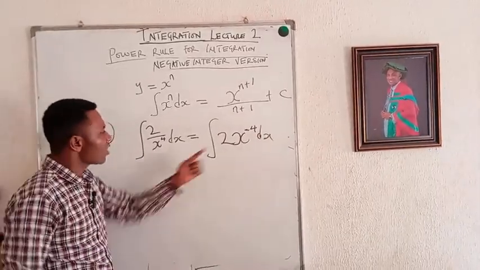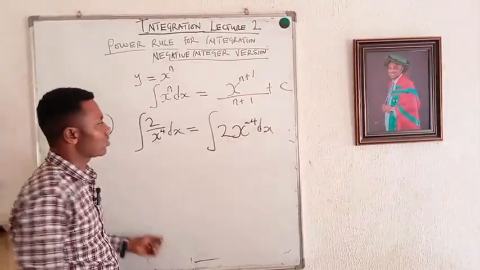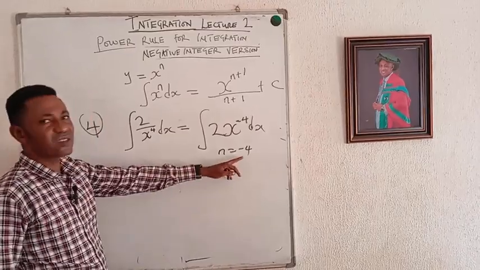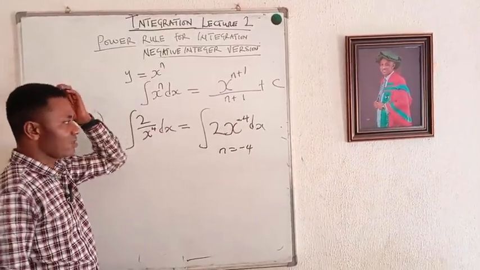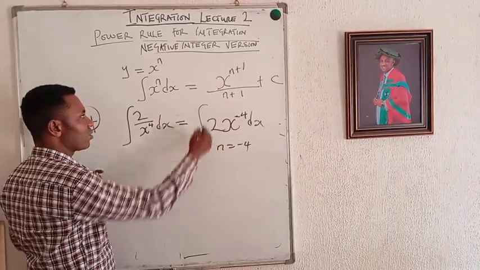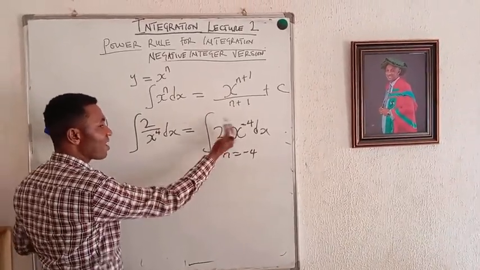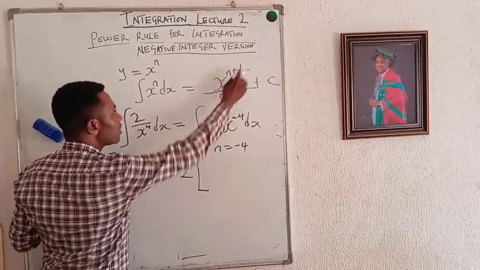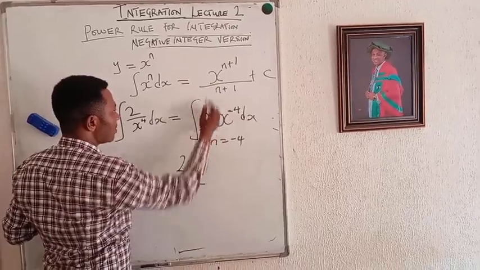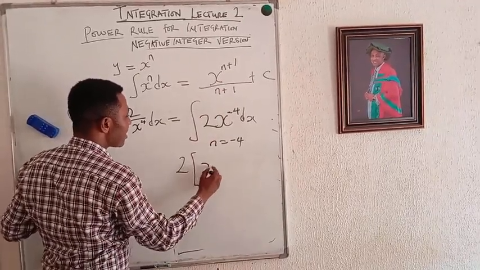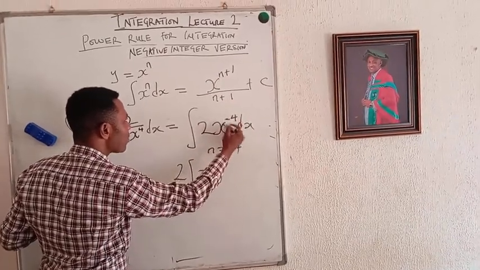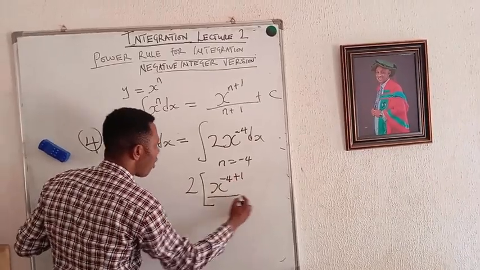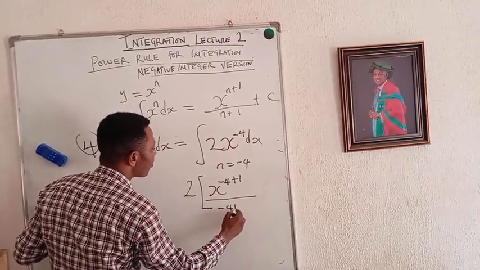This is the same thing, it's just because of the 2 that we introduce. My n now becomes negative 4. So let's substitute here. This 2 is a constant, so it's going to be 2 times the whole thing. Now, what is my x? n is minus 4, so minus 4 plus 1 all over minus 4 plus 1.